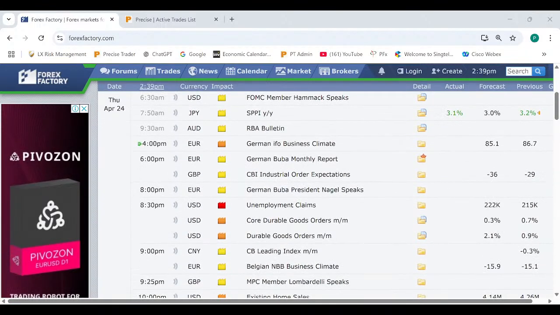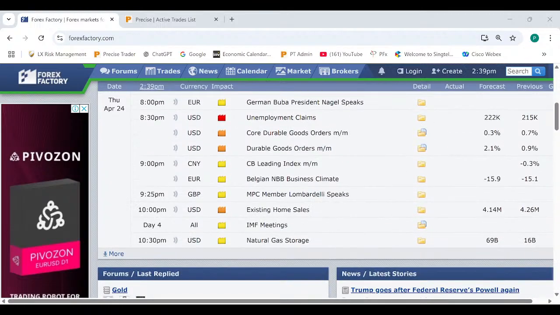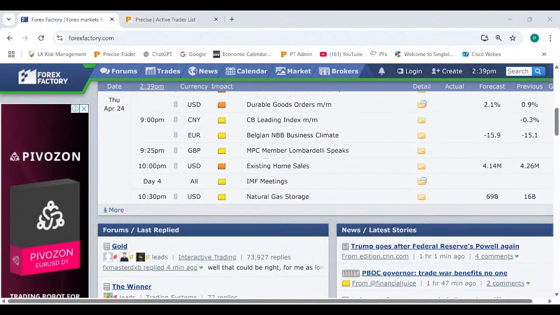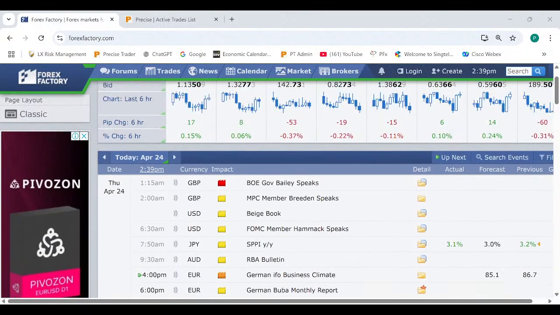So here today we have from the US unemployment claims at 2030, followed by core durable goods orders month on month and durable goods orders month on month. And we also have from the US at 2200 hours existing home sales. Okay, so these are the key data that is going to be out tonight.